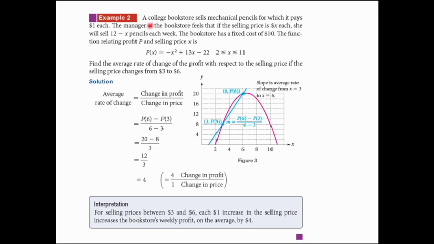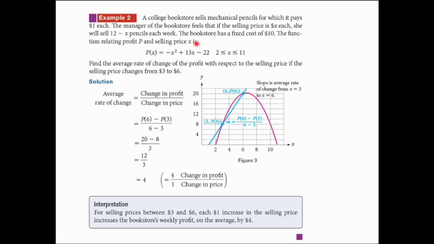Let's look at the next example. It says a college bookstore sells mechanical pencils for which it pays $1 each. The manager of the bookstore feels that if the selling price is x dollars each, she will sell 12 minus x pencils each week. The bookstore has a fixed cost of $10. The function relating to the profit, P is the name of the profit function, and the selling price is x. So here's our profit function.